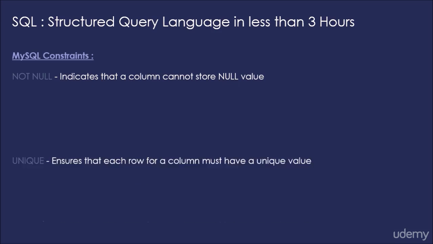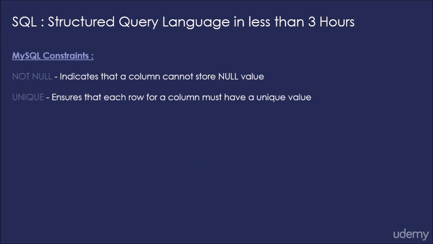That is, empty. The second one is unique, and this basically ensures that the value which is being added to a column is unique amongst all the rows of a table. Now we could have used unique for employee ID, because employee ID we know is going to be unique. That is, each and every employee is going to have an employee ID which will not be the same as any other employee. So we could have used unique constraint for employee ID column of table employees.